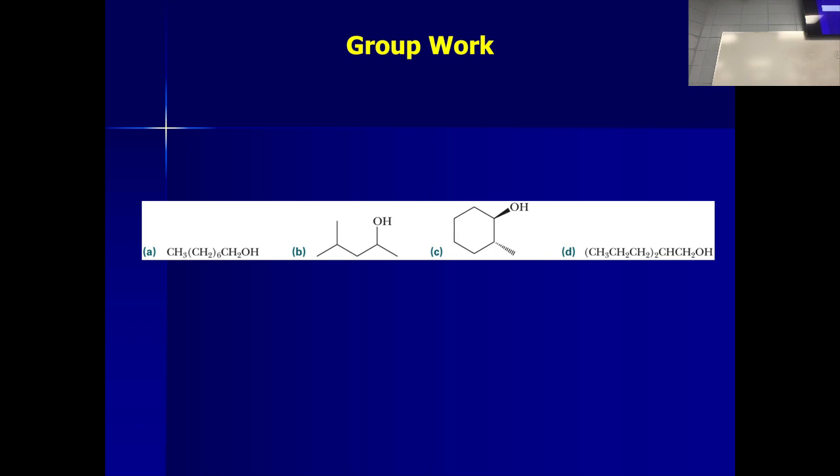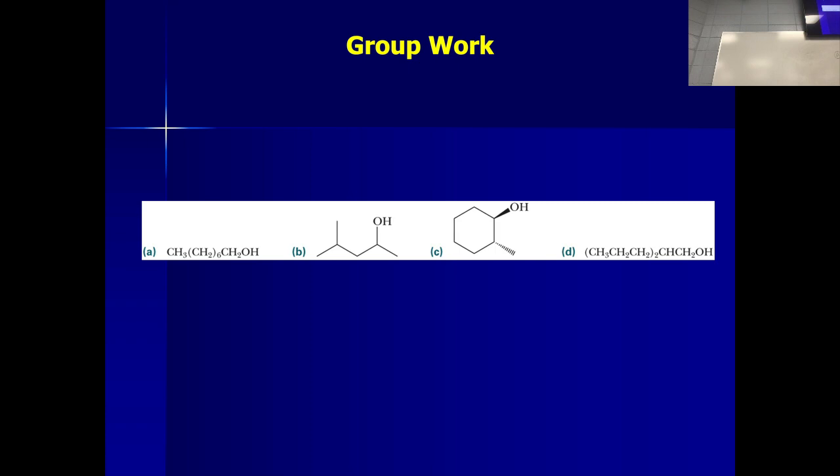How about this one? What's the parent? I'm counting 5, right? So it's going to be a pentanol, right? So am I going to number from left to right, or from right to left? And why? That's right. If I number this way, the alcohol's on carbon 4. If I number this way, it's on carbon 2, right? So this is what? 4-methyl, 2-pentanol.